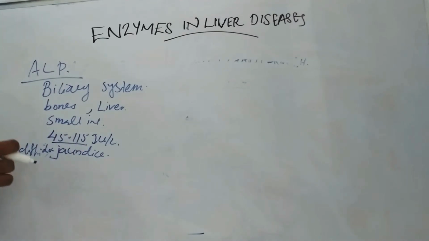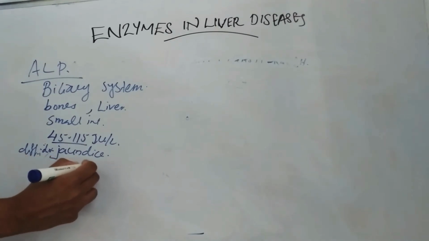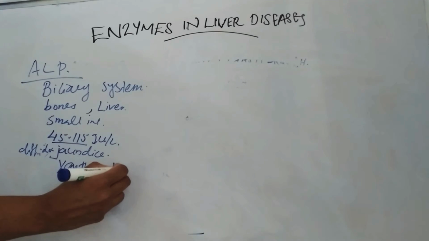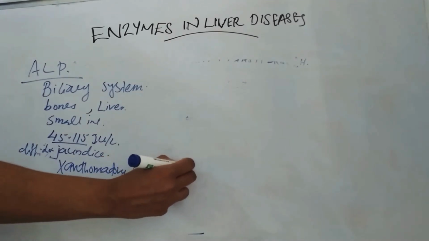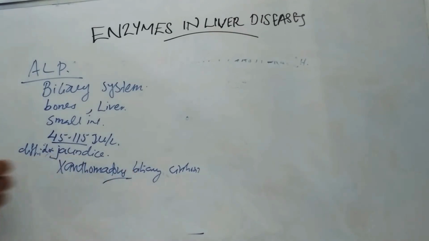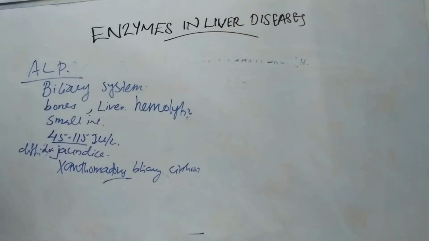Very high values are seen in xanthomatous biliary cirrhosis. Here it will be high values. Then serum ALP is normal in the case of hemolytic jaundice.